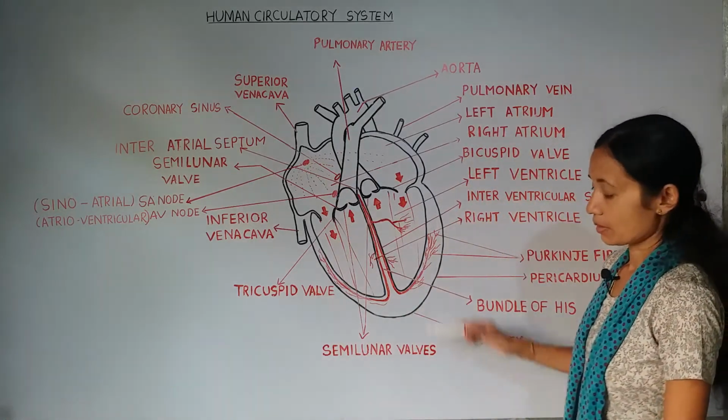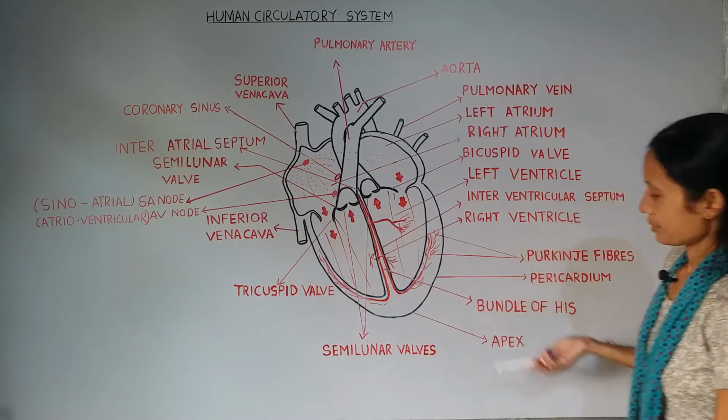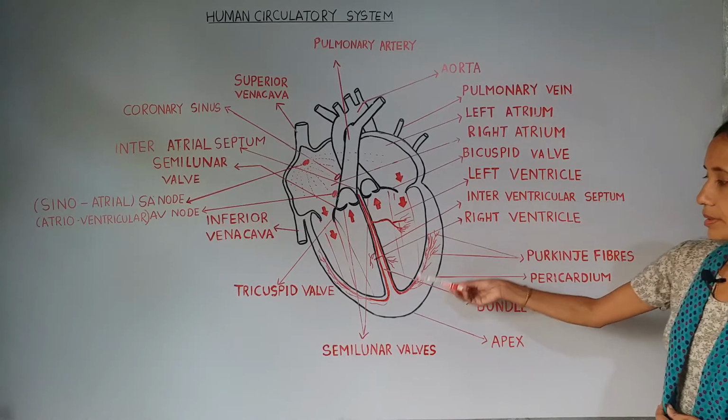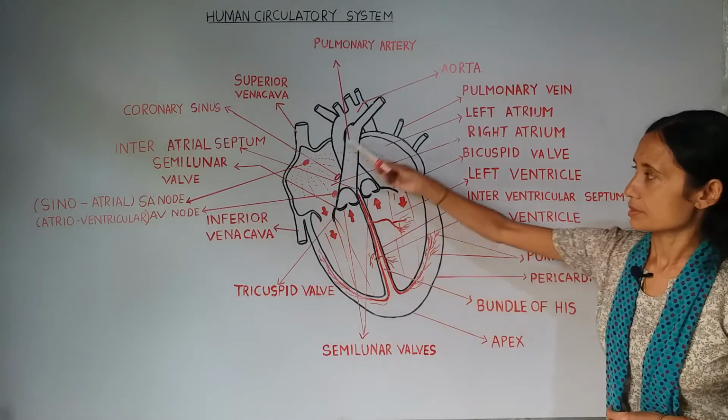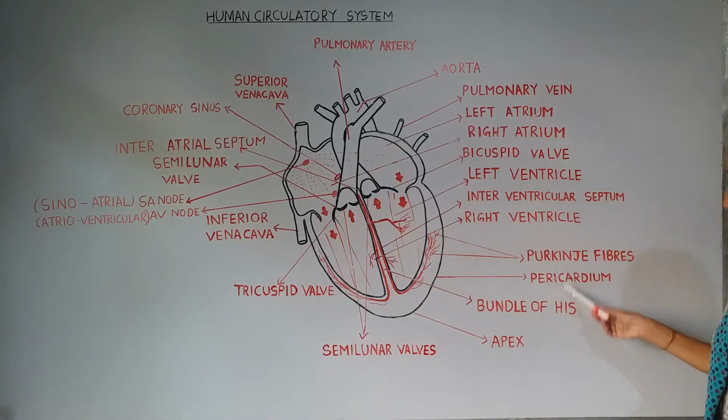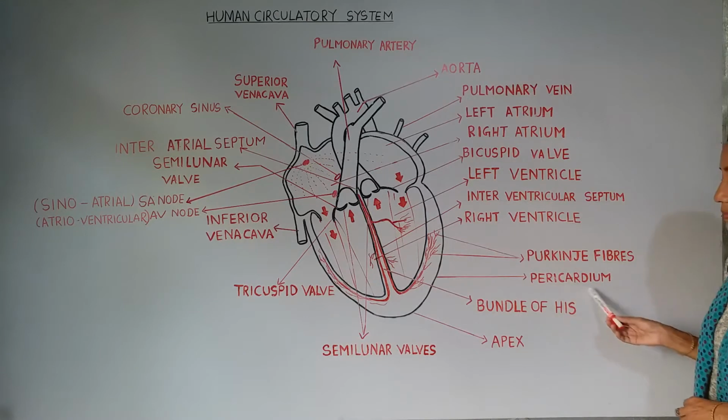Now our heart is what? Double membrane. See, these are the double membrane, and this wall of the heart is called the pericardium. This is the pericardium.